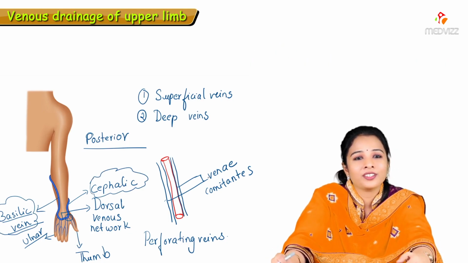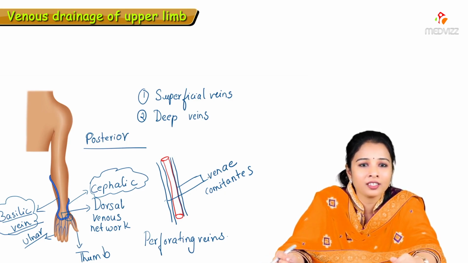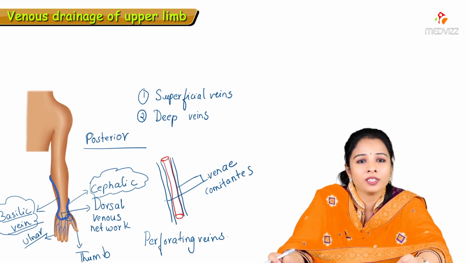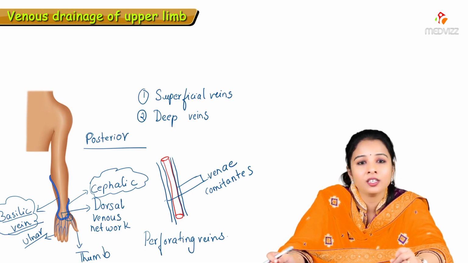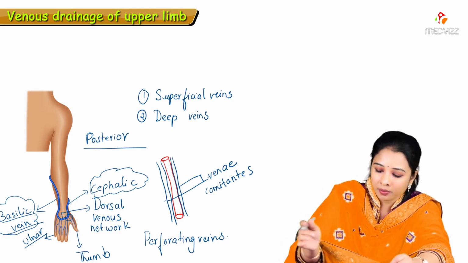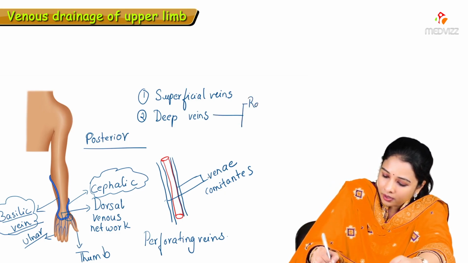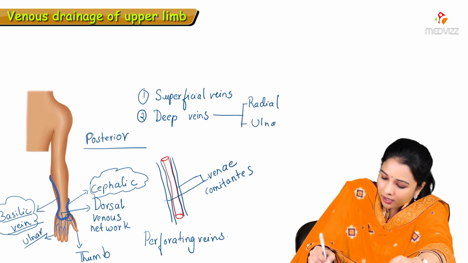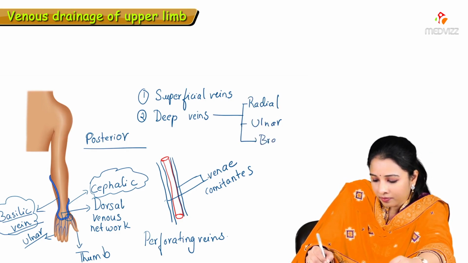Now we shall discuss the deep veins also. Deep veins, we know, run along with the arteries. So the deep veins we can divide into three sets: radial veins, ulnar veins, and lastly the brachial veins, which are along with the brachial artery. Radial veins receive the dorsal metacarpal veins which are present on the deeper side.